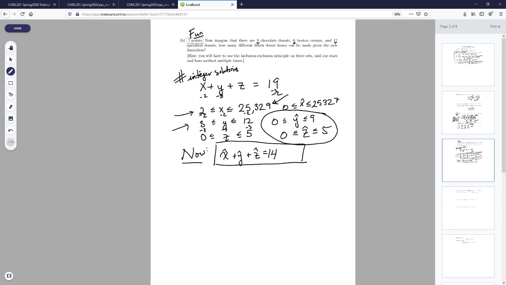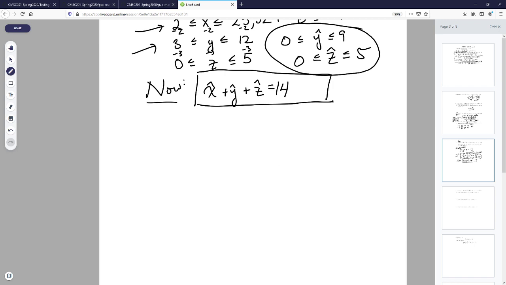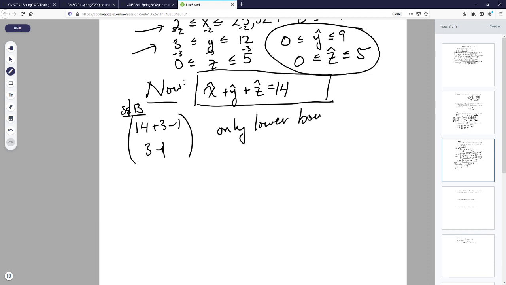So, okay, here's our equation. So now what we're going to do is, you know how many total solutions of this there are, right? 14 plus 3 minus 1, choose 3 minus 1, right? Stars and bars. So that's the number of total solutions. But let me be more specific. This is the number of total solutions where we only have lower bounds. So no upper bounds.